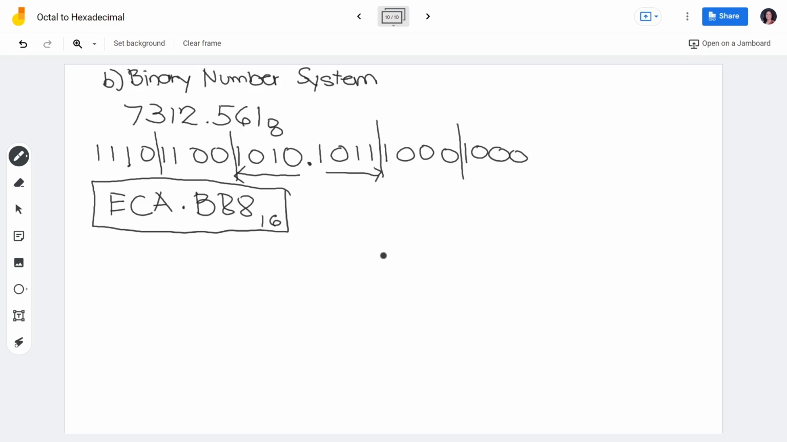So, we may use the decimal number system or the binary number system. It depends. For example, if there is no direction just to convert octal to hexadecimal, you may opt to use the binary number system because it's easier. But of course, if you are told to use decimal, you must also know how to convert octal to hexadecimal using the decimal number system. So I hope that you've learned this number conversion.